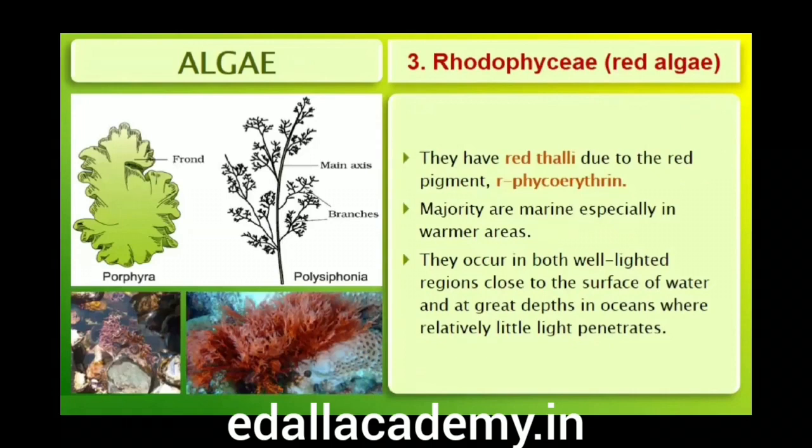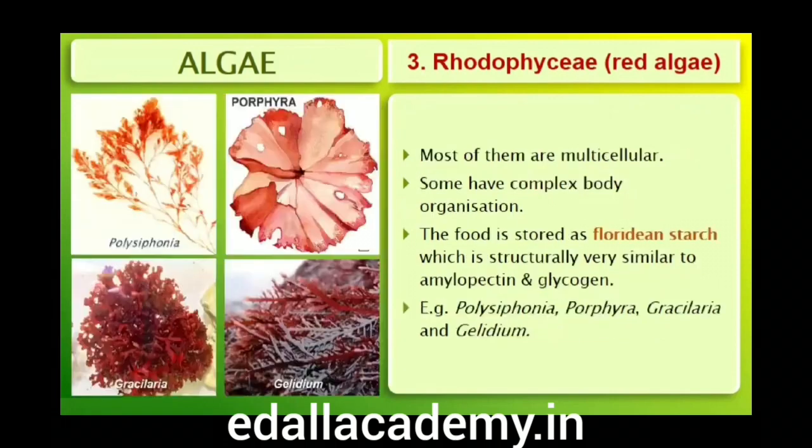3.1.3 Rhodophyceae. The members of Rhodophyceae are commonly called red algae because of the predominance of the red pigment, phycoerythrin, in their body. Majority of the red algae are marine with greater concentrations found in the warmer areas. They occur in both well-lighted regions close to the surface of water and also at great depths in oceans where relatively little light penetrates. The red thalli of most of the red algae are multicellular.